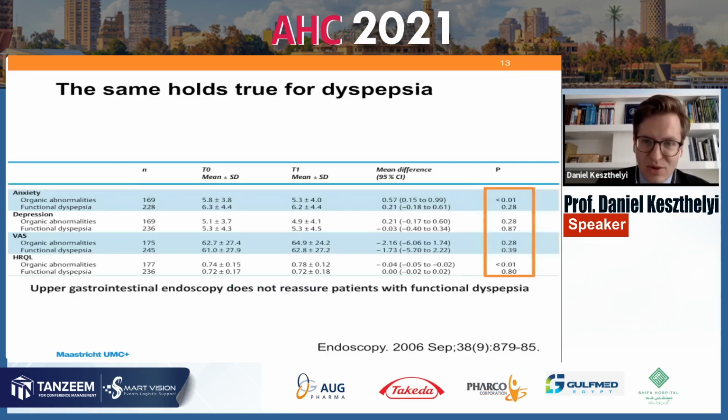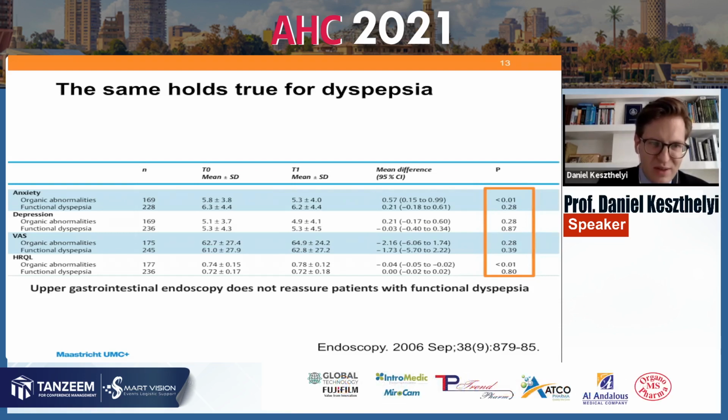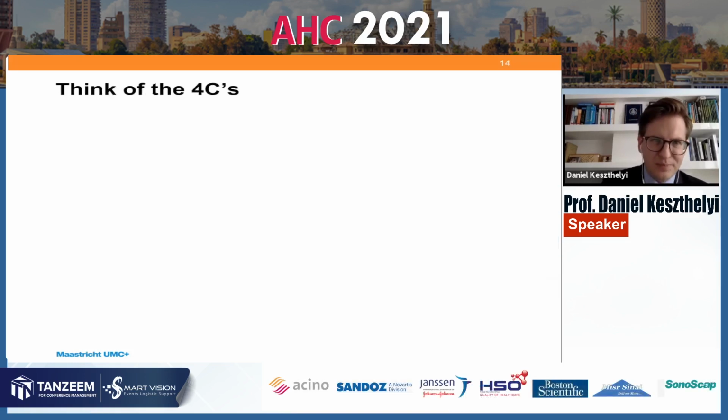And the exact same holds true for dyspepsia. This is a Dutch study from 2006. And here they looked at organic abnormalities that were found on upper GI endoscopy and in people with just functional dyspepsia. And you can see here that there was no difference in terms of anxiety, depression, pain scores, or health-related quality of life following the gastroscopy. So the upper GI endoscopy was not reassuring in these patients either. So the main message here is, an endoscopy does not treat the patient per se.